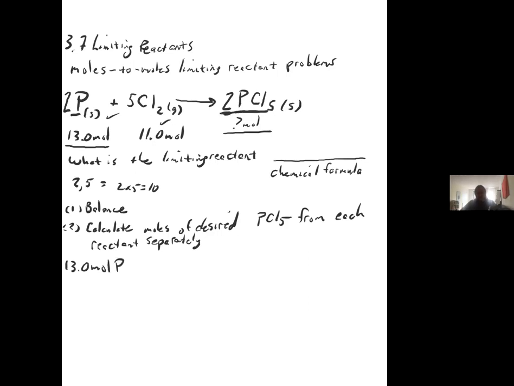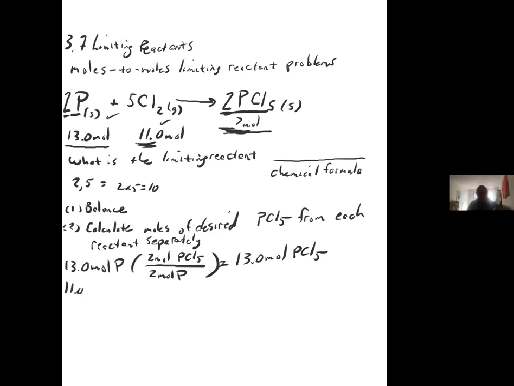Moles of PCl5. So it's 2 moles of PCl5 for every 2 moles of P. Well, you get 13 moles. Okay, so I did it from the first one. Now I'm going to do it from the second one separately. What I mean is a separate calculation. How many moles of this? How many moles of that?